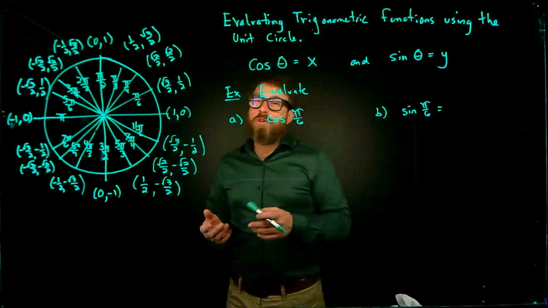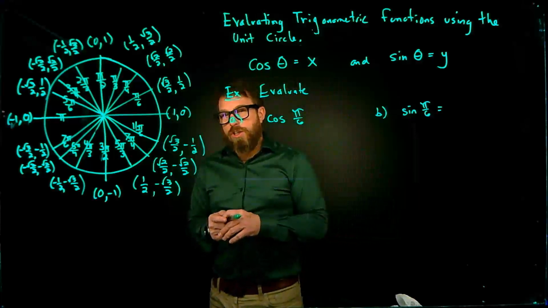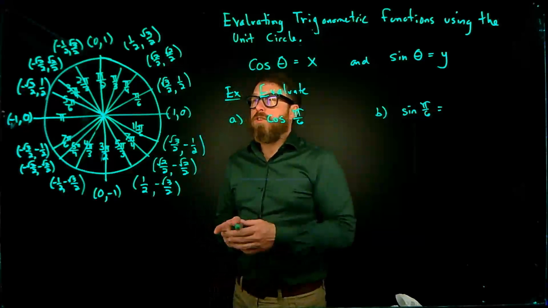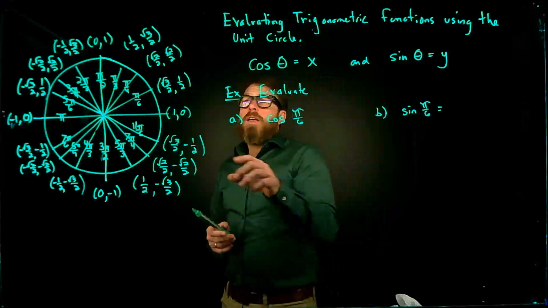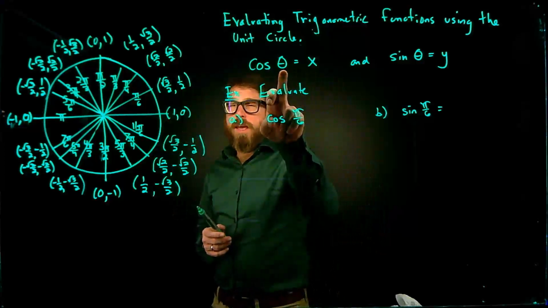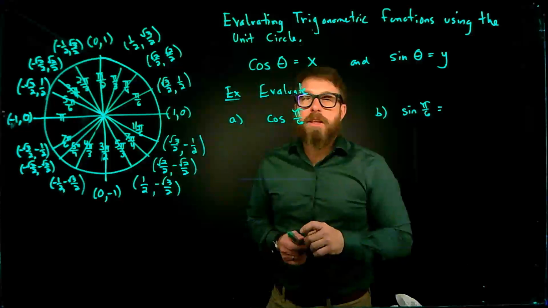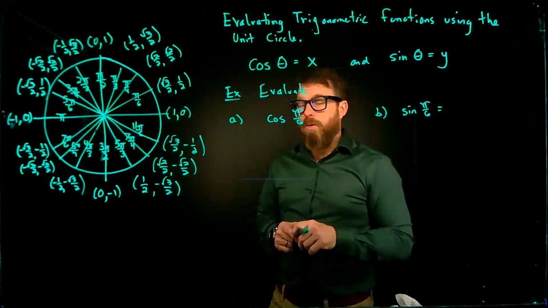So using the unit circle really is kind of like your cheat sheet for evaluating trig functions at these known angles. And what we know is that if we have this unit circle, the cosine of the angle is just the x-coordinate, and the sine of the angle is simply the y-coordinate.